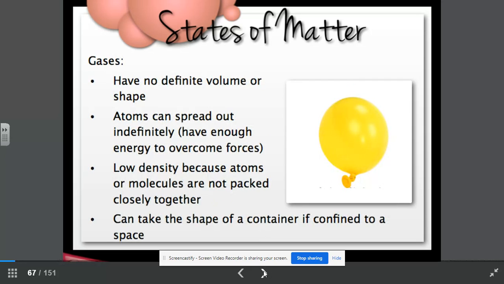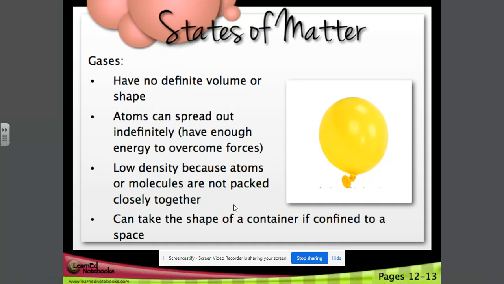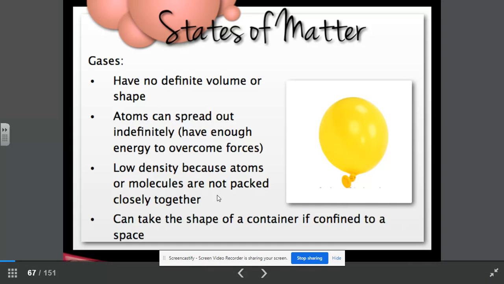All right, gases. Gases have no definite volume or shape. The atoms can spread out indefinitely. They have enough energy to overcome forces. The low density is present because atoms or molecules are not packed closely together. So these are extremely less dense than in the liquid or solid form. And they can take the shape of a container if confined to a space.